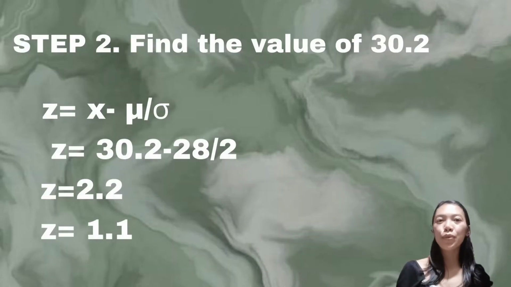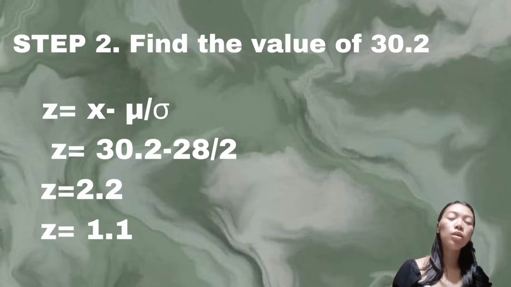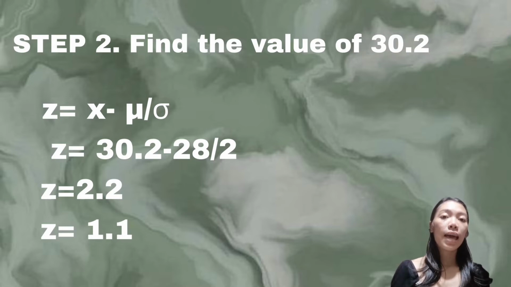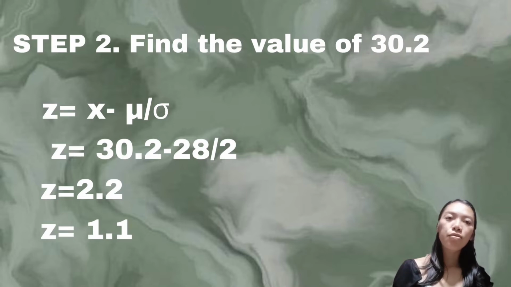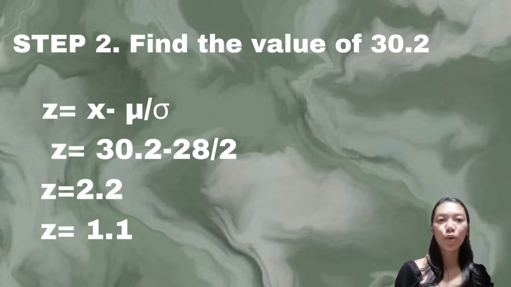Okay, step 2. Find the z value for 30.2. It is the same again, class. The formula we use is z equals x minus mean over standard deviation. So, we have z equals 30.2 minus 28 divided by 2, and the result is 1.1.